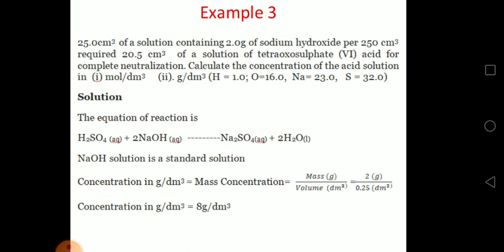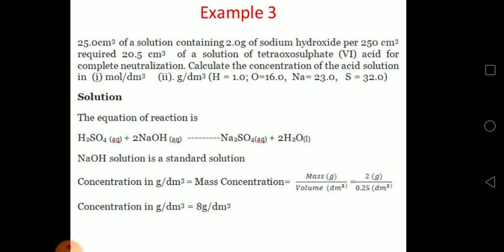Now don't forget, the first thing you need to do is to write the balanced chemical equation for the reaction in order to determine the number of moles of the acid and the base. So here you have H2SO4 plus sodium hydroxide to give us sodium sulfate and water. As we can see, the equation is balanced as it is. The number of mole of acid is 1, while the number of mole of base is 2.